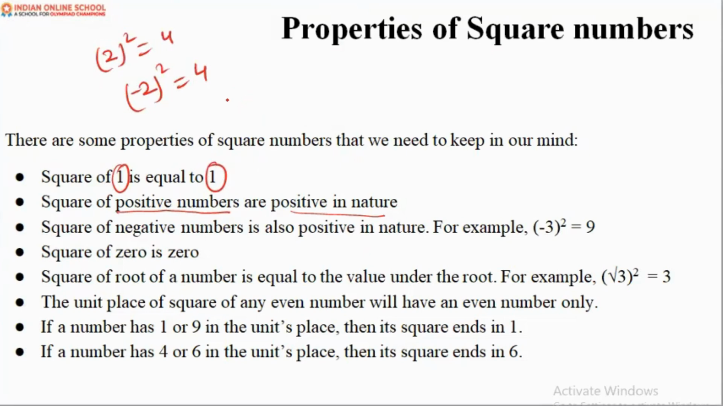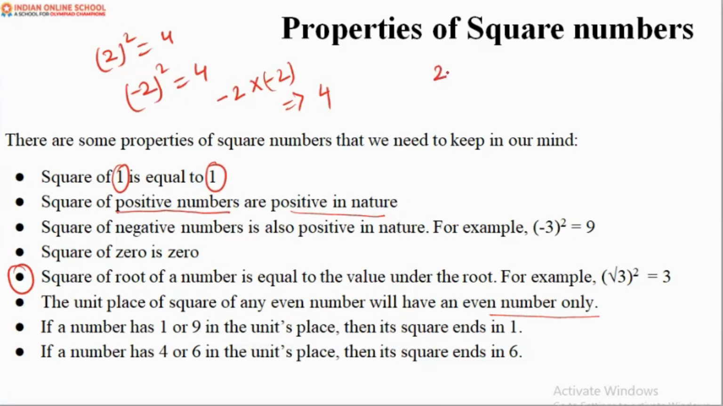Why? Ma'am, because when we multiply two negative numbers, the product is always positive. Correct. Because when we are multiplying two negative numbers, the result will always be in a positive form. Very good. The square of 0 is 0 only. The square root of a number is equal to the value under the square root, which we will talk about.